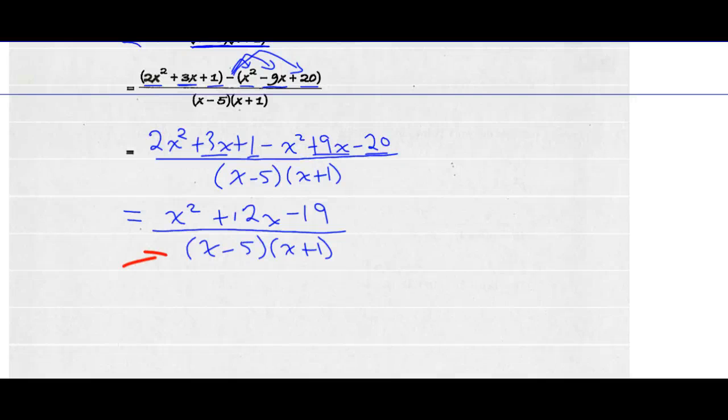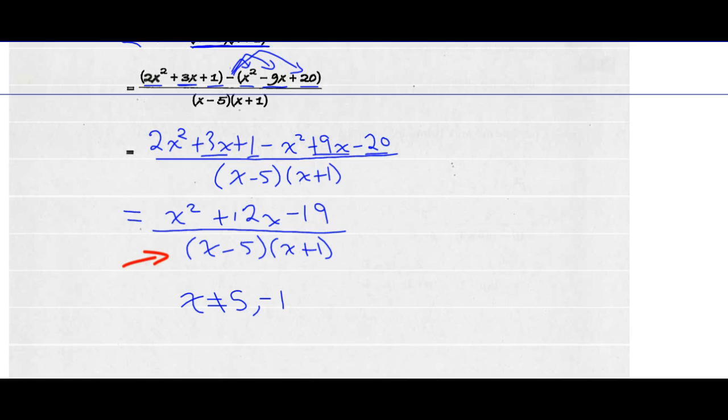Look at our denominator for any non-permissible values. We've done this before, so let's state these as restrictions. The first denominator, x minus 5, can't equal 0, so x can't equal 5. The second denominator, x plus 1 as a factor, can't equal 0, therefore x can't equal negative 1.